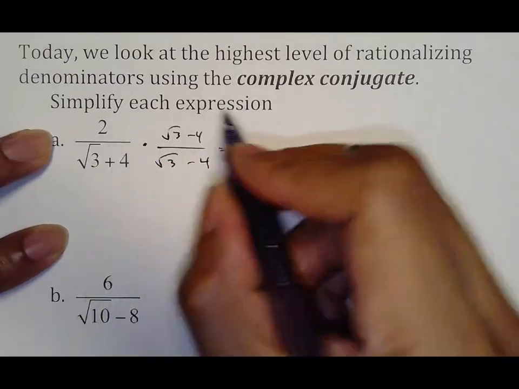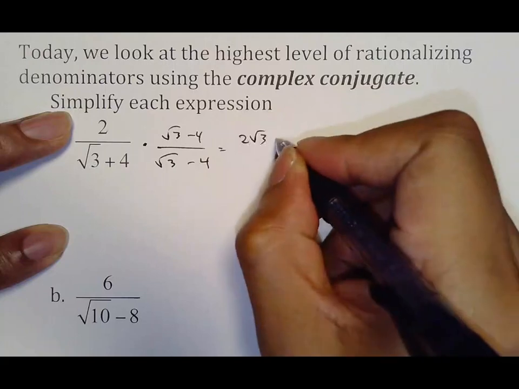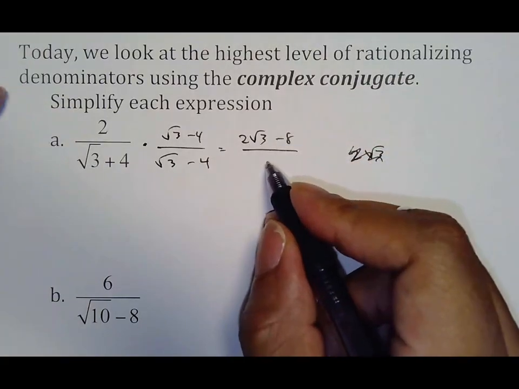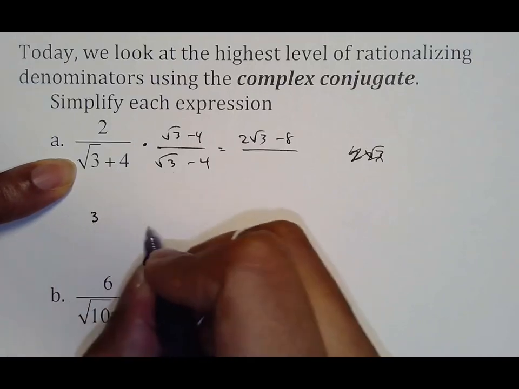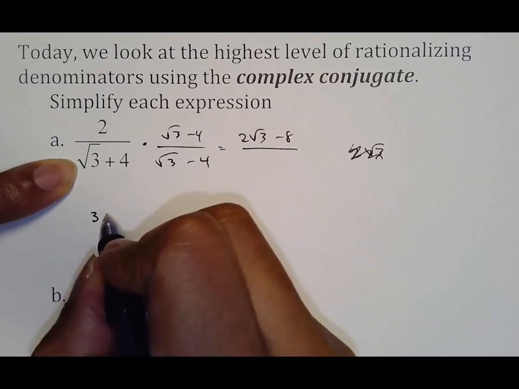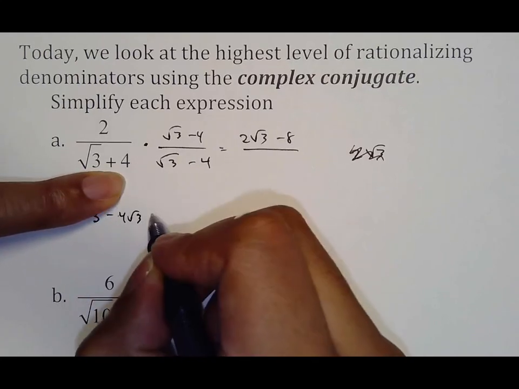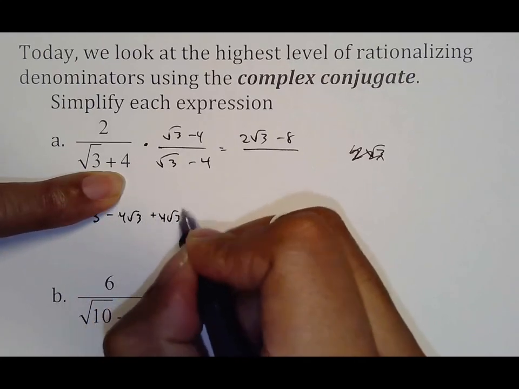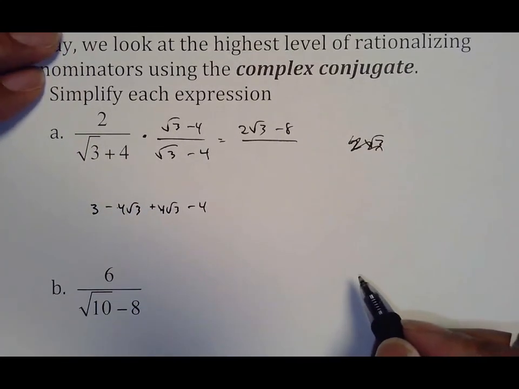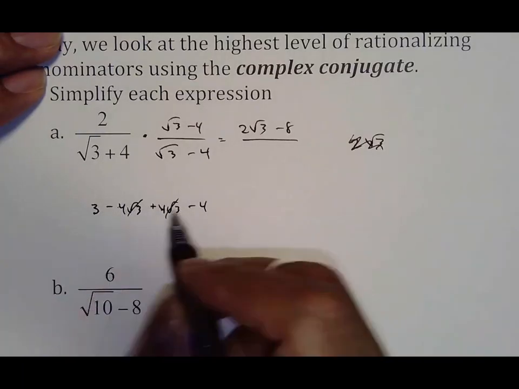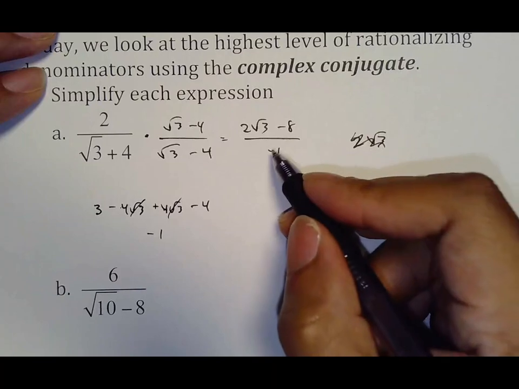In the end, you have to distribute this 2 to both, so it's 2 root 3 minus 8 over, and I usually don't do the work here, I usually do it underneath. This will be root 3 times root 3, which is 3. Root 3 times negative 4, which is negative 4 root 3. 4 times root 3, which is positive 4 root 3. And then 4 times negative 4, which is negative 16. Notice how these two things cancel, giving us negative 13. And that's what goes on the bottom.